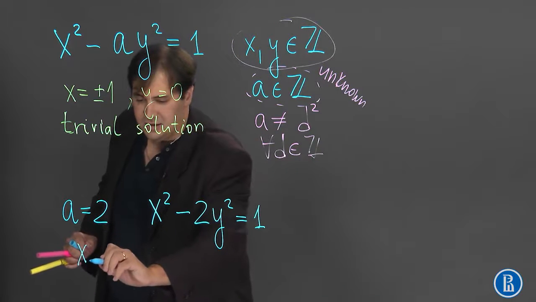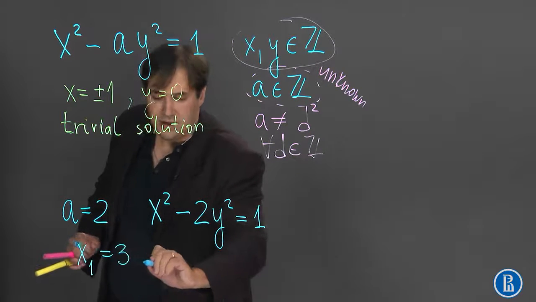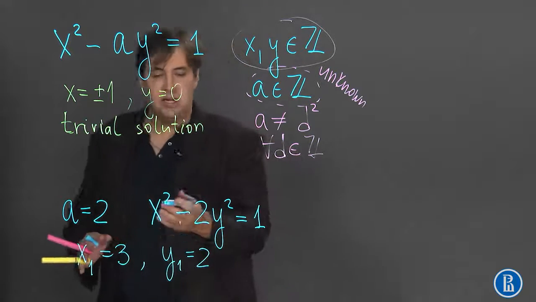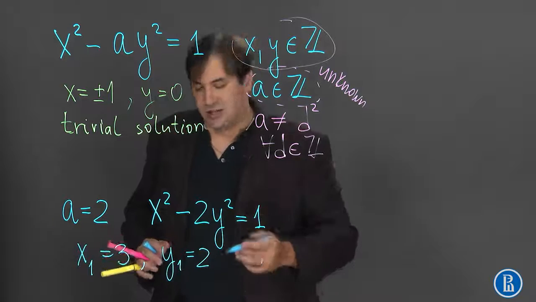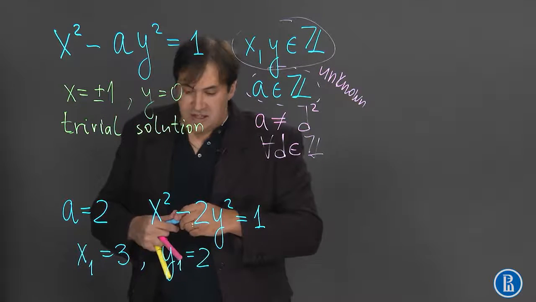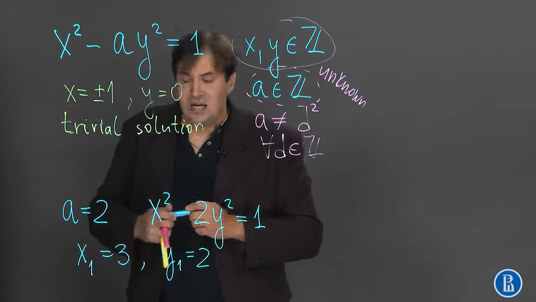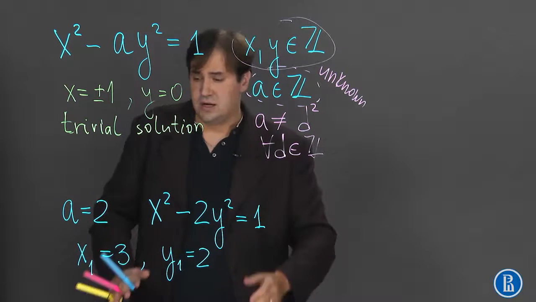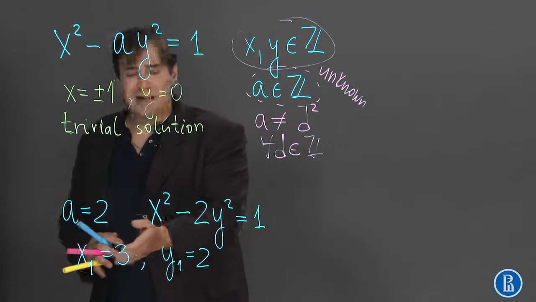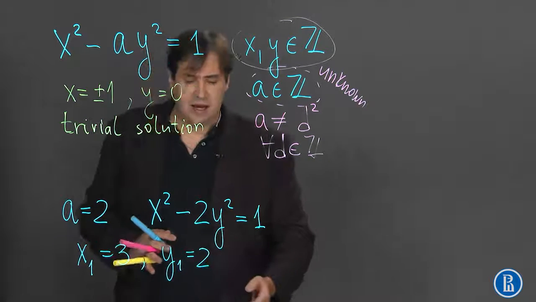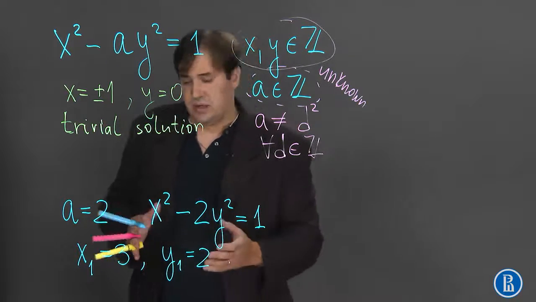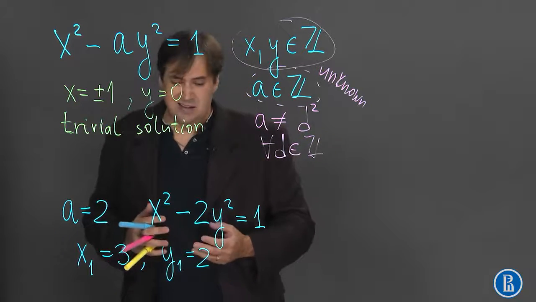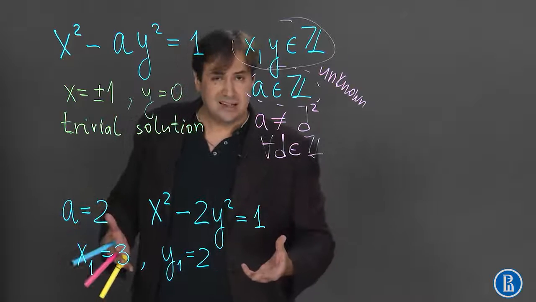Say x can be equal to 3 and y can be equal to 2. Well, actually 9 minus 8 is equal to 1. So this is a non-trivial solution. Can we think up of any other non-trivial solutions? Well, of course, we can elementarily put minus before 3 and minus before 2, and we already have 4 non-trivial solutions.